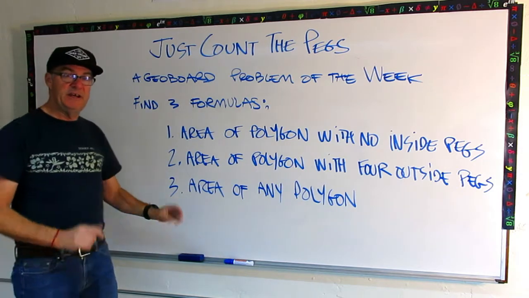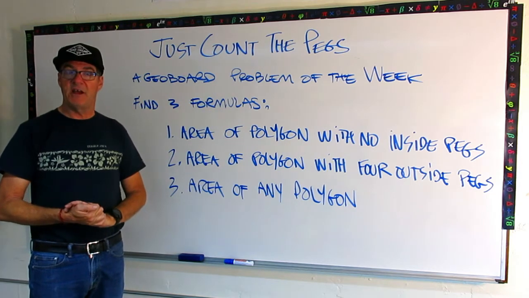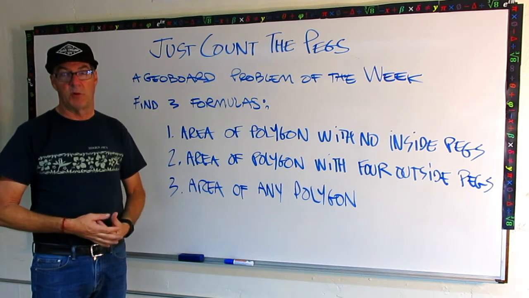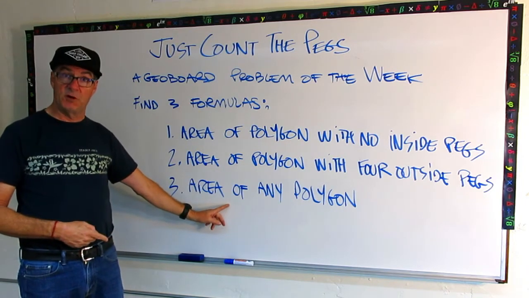The third formula, this is the super formula. This is the area formula for any polygon that you can make on a geoboard. And indeed, the goal of the POW is to come up with this formula.